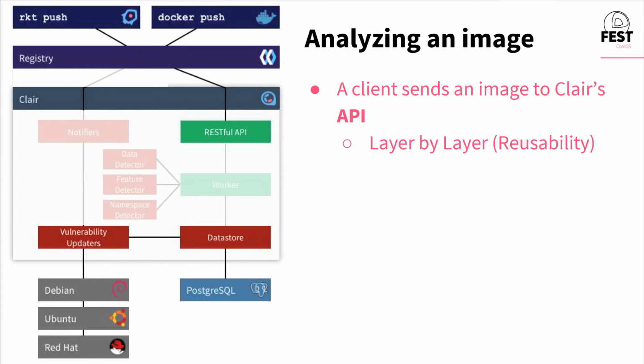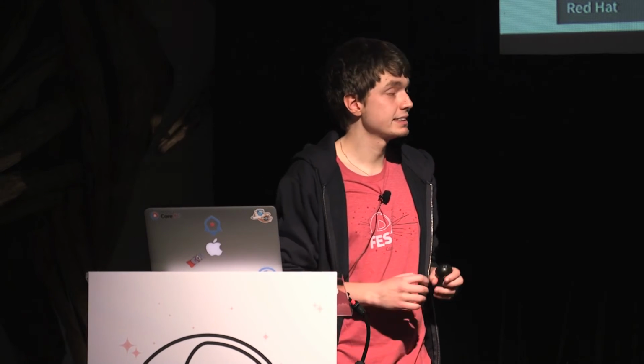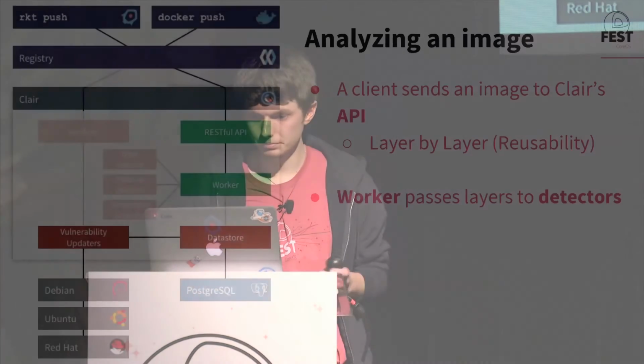So we do analysis layer by layer. You must know that Docker images are made of different layers. So what we do is we analyze them one by one, because some images share a lot of layers together, and we don't want to do the analysis twice or 10 times if we have 10 images sharing the same layers. This is because Clair has been designed to analyze millions of different images. So we had to make some decisions and optimizations.